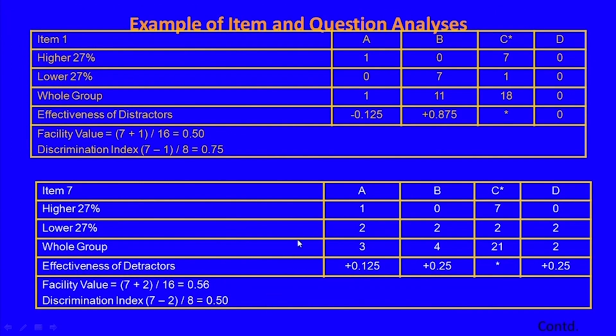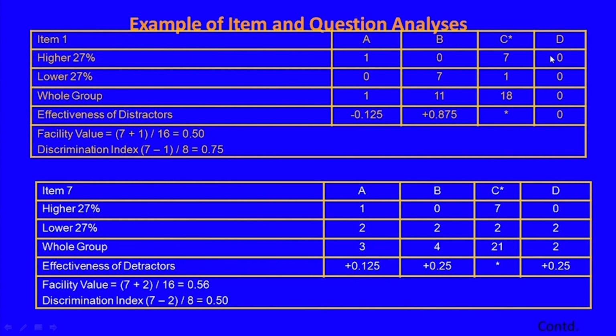Let's take some examples. Item 1, 4 options, and I find the upper 27%. If I count, of those upper 27%, only 1 has chosen A. No one has chosen B. 7 have chosen C, which is the correct answer, and no one has chosen D.